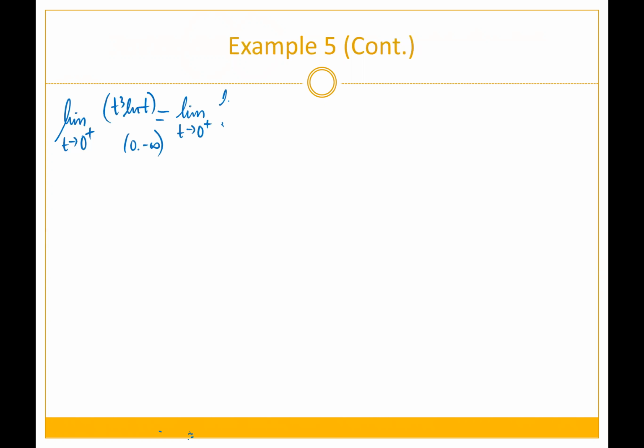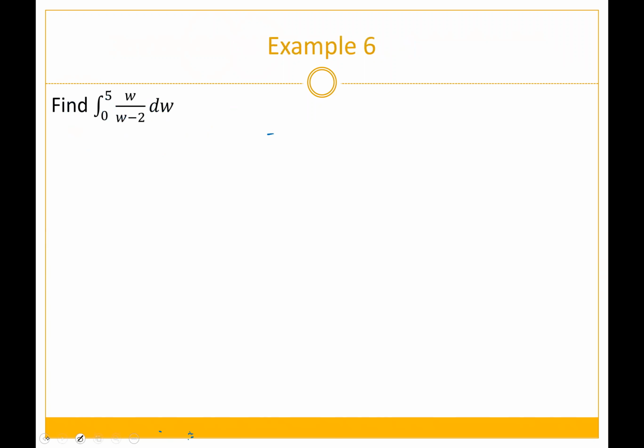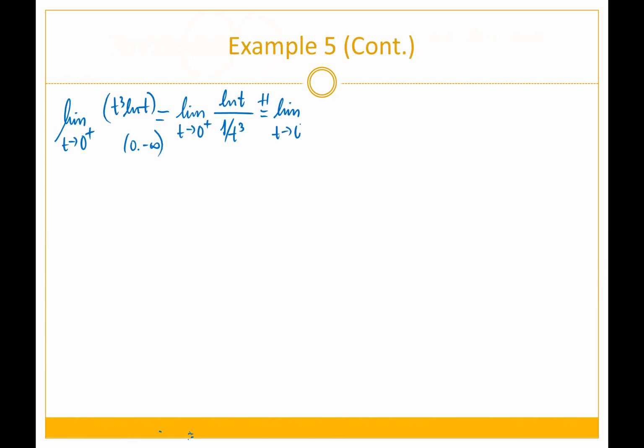As a matter of experience, I would highly recommend that if you have a polynomial multiplied by ln, put ln in the numerator. Do not put it in the denominator, because it's going to make taking the derivative very miserable. So you're going to have 1 over t cubed, or I can rewrite it as t to the negative 3, it's up to you. So now I'm going to use L'Hopital's rule, with t approaching 0 plus.